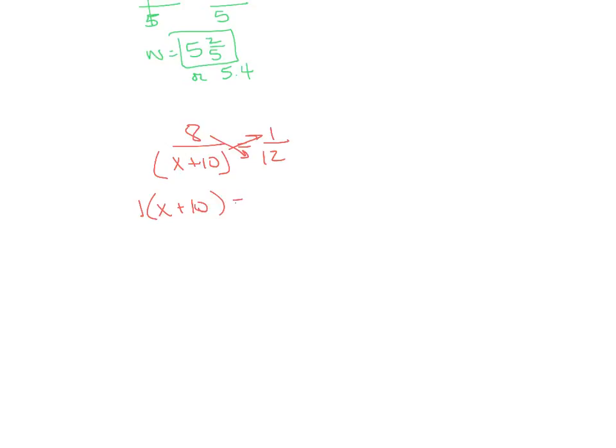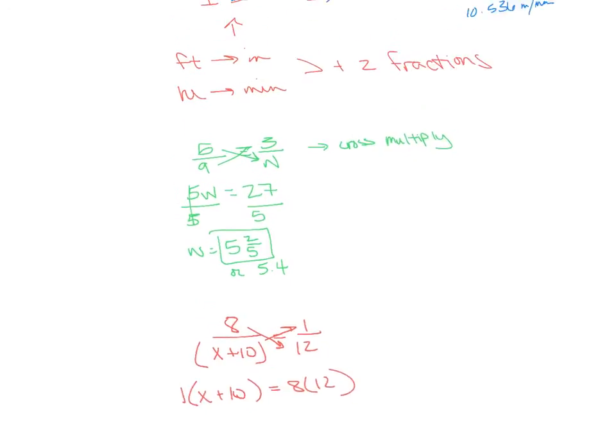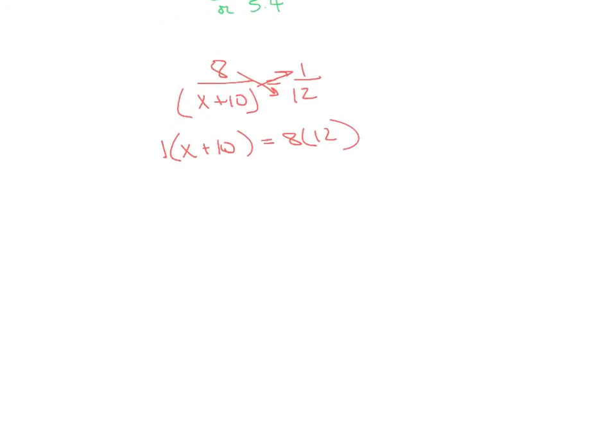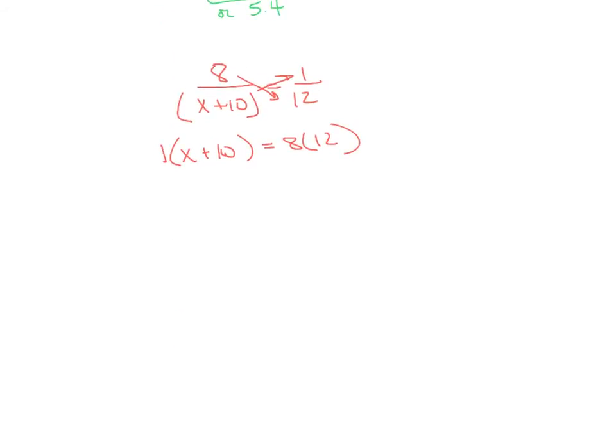So, that equals 8 times 12. And this is just showing cross multiplication. We didn't do it on the other one because in that one you didn't have to do the distributive property. You just had to do 5W equals 27. But when you have to do the distributive property, sometimes it makes it a little bit easier to write it out, because then you remember you have to multiply the outside number by each term. And when it's not 1, it's not always as simple.